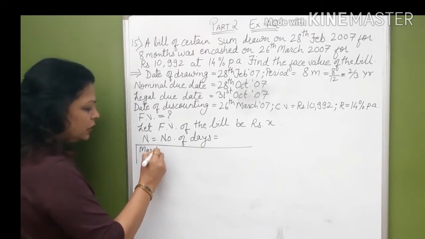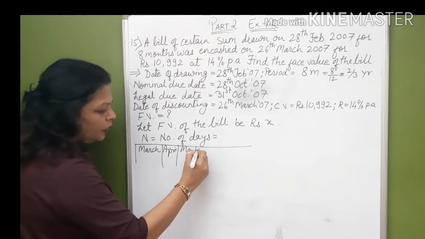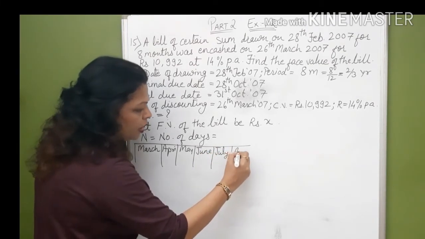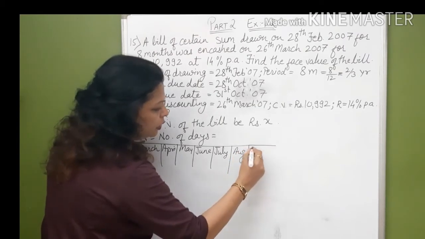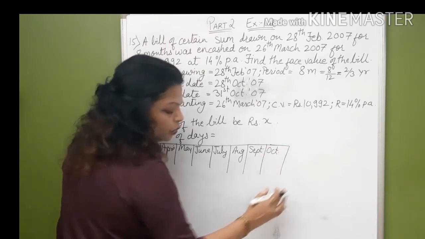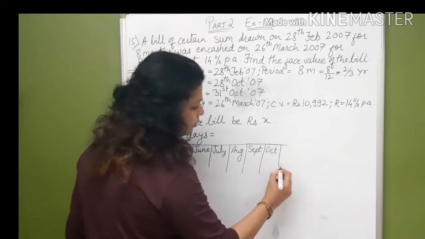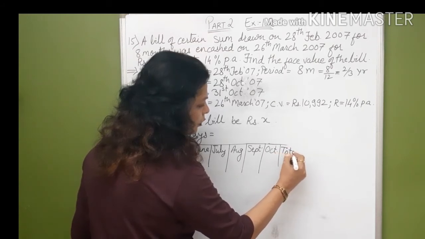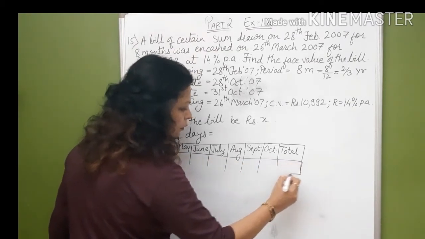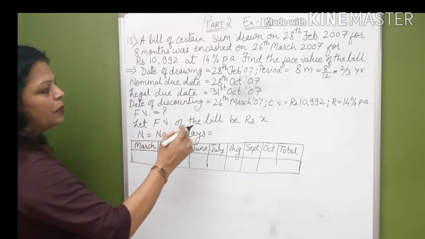So March, April, May, June, July, August, September, October, and then last column total. Okay. Now March, 26th March.